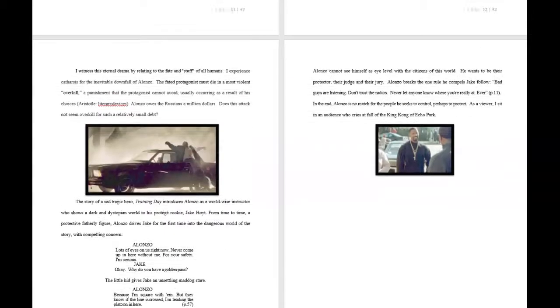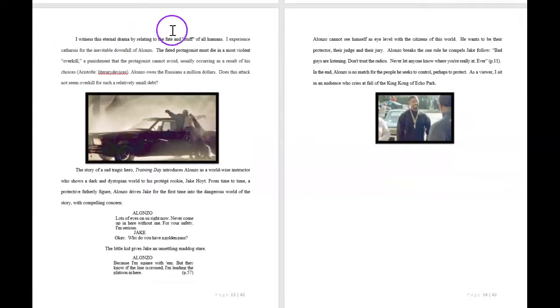And we come to the final point, returning back to the Aristotelian definition of what a tragic hero is. The fated protagonist must die in a most violent overkill, a punishment that the protagonist cannot avoid, usually occurring as a result of his choices. Aristotle.